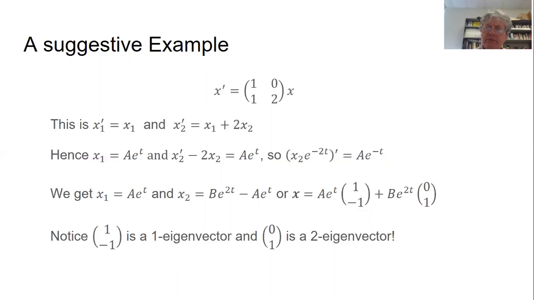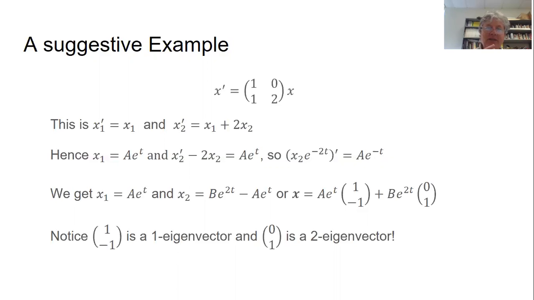Okay, so we look at 1 and 2, and they've got associated vectors, and we see that 1, minus 1 is actually one eigenvector for that matrix, because you just do the matrix 1, 0, 1, 2 times 1, minus 1, and you get 1, minus 1. And 0, 1 is a 2 eigenvector. Again, you just do the matrix multiplication, and you get 0, 2. It's just doubled. Okay, so this is kind of what we're going to do.